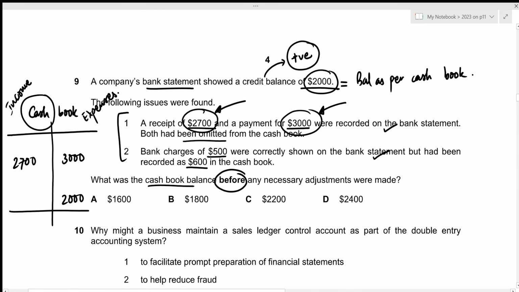Then the bank charges of 500 were correctly shown on the bank statement but had been recorded as 600 in the cash book. So basically our expenses have been overstated, and whenever there's any overstatement, we just have to subtract it by the same amount by entering the difference on the opposite side. So in this case, the difference is just 600 minus 500, which is 100. So 100 is excess on our credit side, which means that in order to remove it, we can just enter the 100 on the debit side.